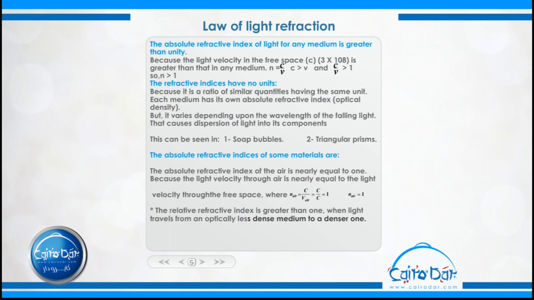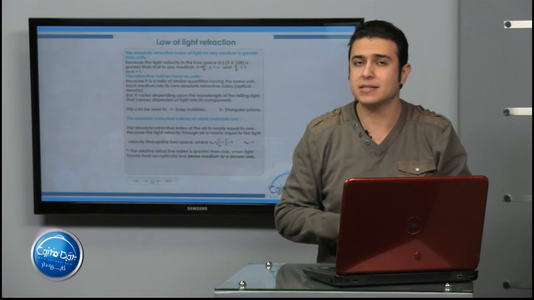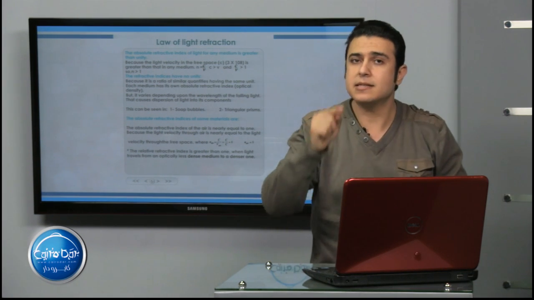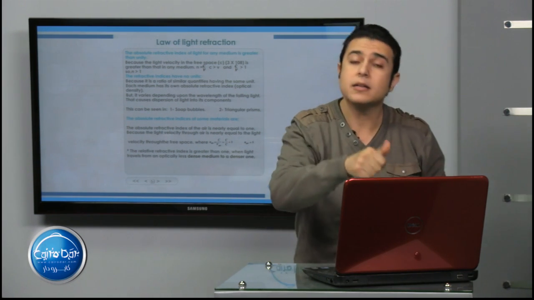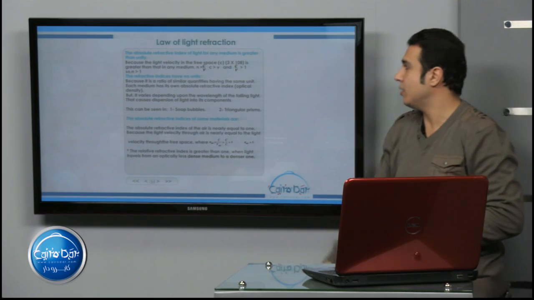About the law of light refraction, please don't forget. This is a very important give-reasons question: why is the absolute refractive index of any medium greater than unity, greater than 1? As you know, the light velocity in free space is always greater than the light velocity in any other medium. So, since n, the absolute refractive index, equals c over v, and c is greater than v, n is greater than 1.